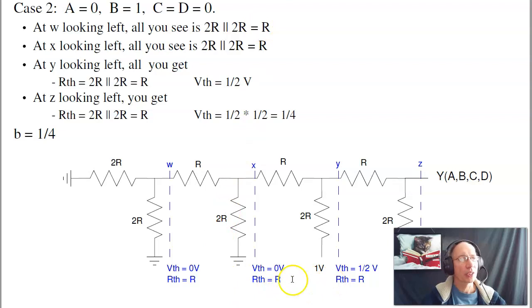Now let's look at B. I'll make the voltages 0, 0, 1, 0. Now find the output at Y. And just like before, this will give you R, combining R, combining R. The Thevenin equivalent looking left at Y will be 1/2 volt, and 2R in parallel with 2R, R. So I have 1/2 volt, R, R, 2R. By voltage division, I now have 1/2 of a half, 1/4 of a volt. So B is equal to 1/4.